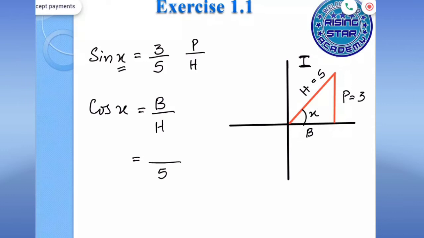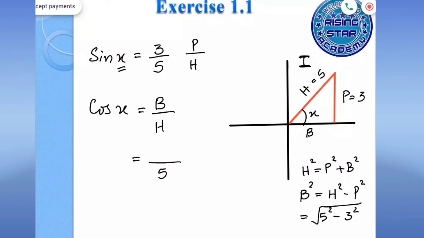And what is Pythagoras theorem? It says that h squared is equal to p squared plus b squared. And if I want to find the b squared value, so I would subtract p squared from h squared. Now I would replace the values to find the result. So the hypotenuse value is 5 and the perpendicular value is 3. Take the square root. So now 25 minus 9.